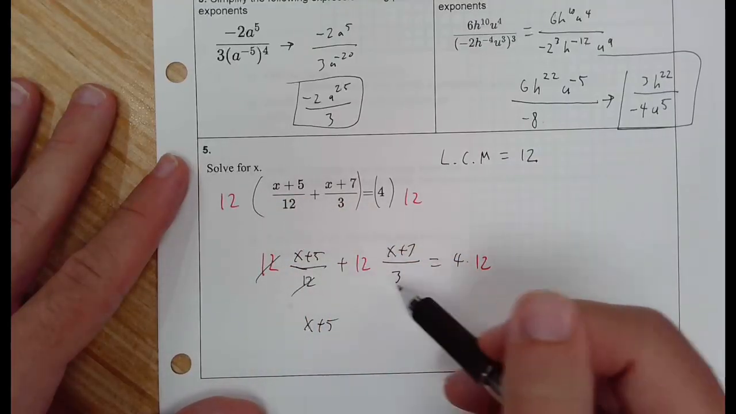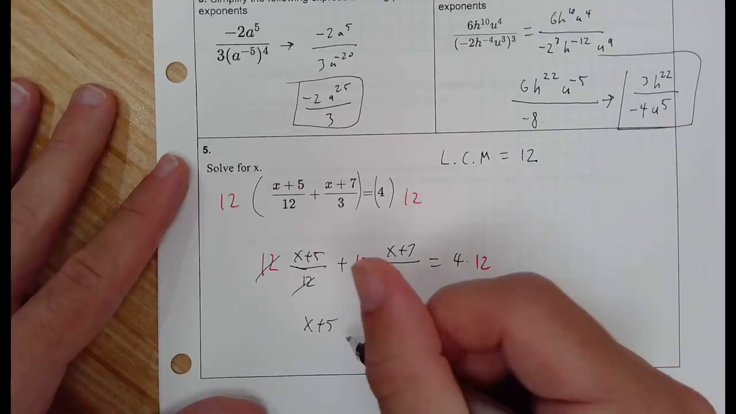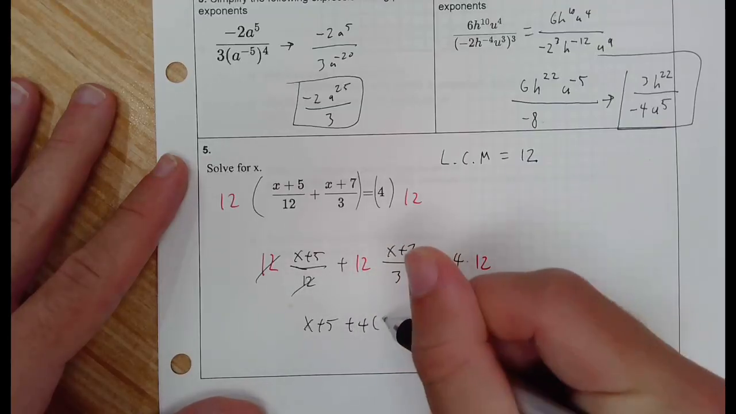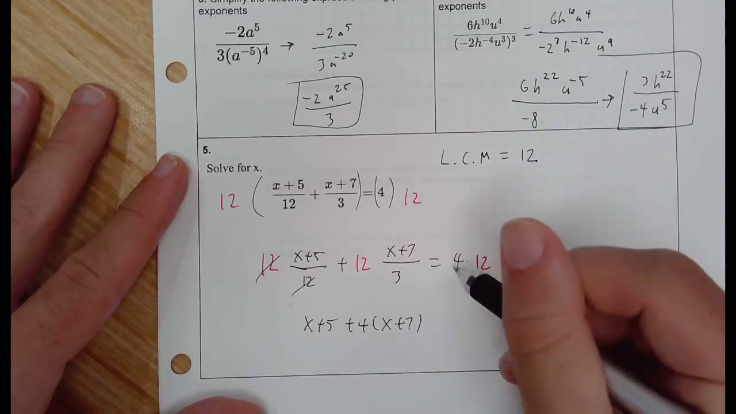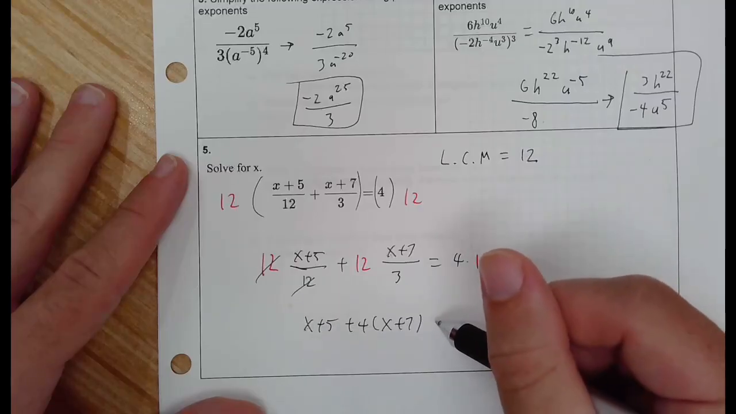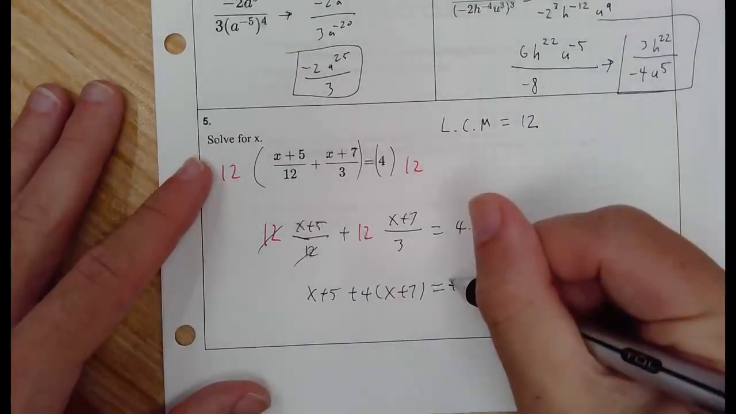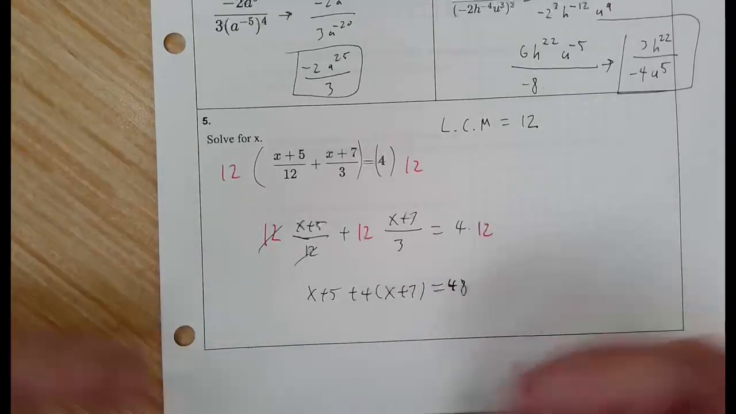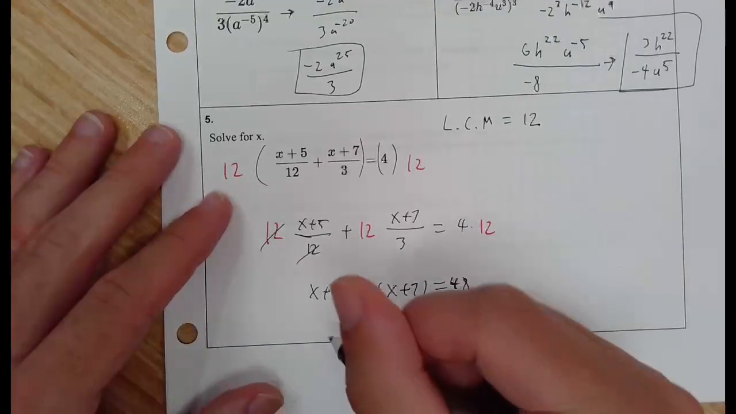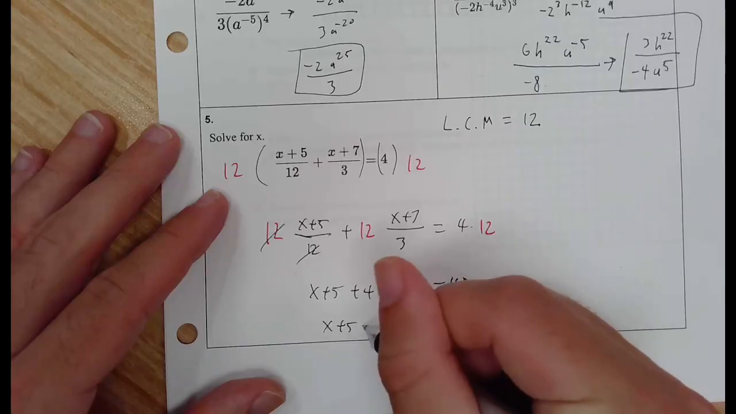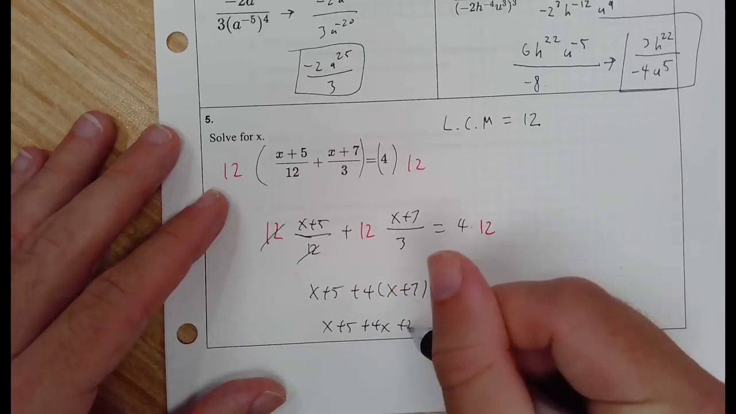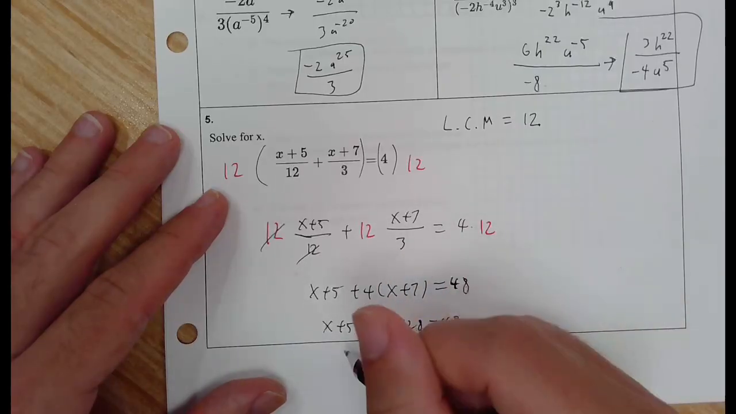This will simplify, right? 12 divided by 3 is really a 4, so this is really plus 4 times (x plus 7), and then 4 times 12 is 48. Now we just have a regular, kind of multi-step equation, right? So we're going to distribute and combine terms. There we go. x plus 5 plus 4x plus 28 equals 48.